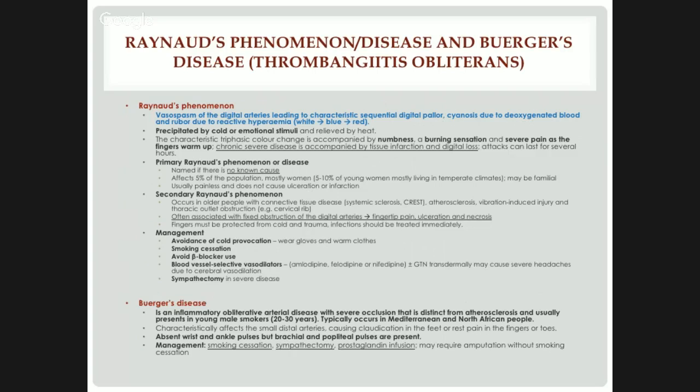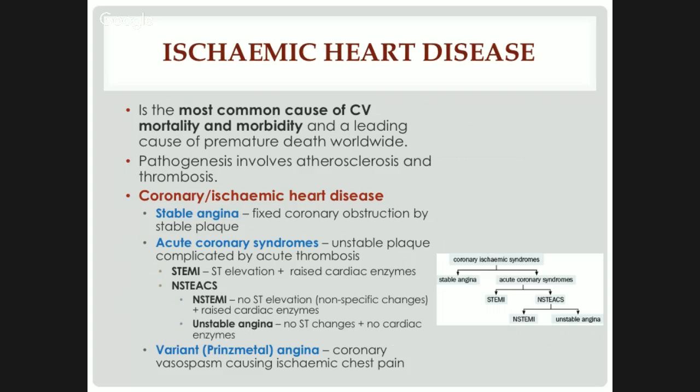Raynaud's phenomenon, I'll leave to Nikki. It's more of a rheumatological thing. Basically, it's vasospasm of your digital arteries, and it causes a characteristic color change. So you lose blood supply, so your fingers go white, then they go blue because they're ischemic, and then there's reactive hyperemia as the vasospasm relieves itself. So that's very related to rheumatology, so that's probably going to be covered there.